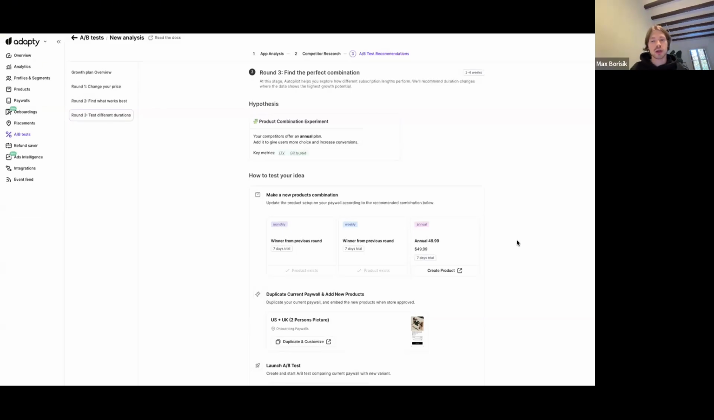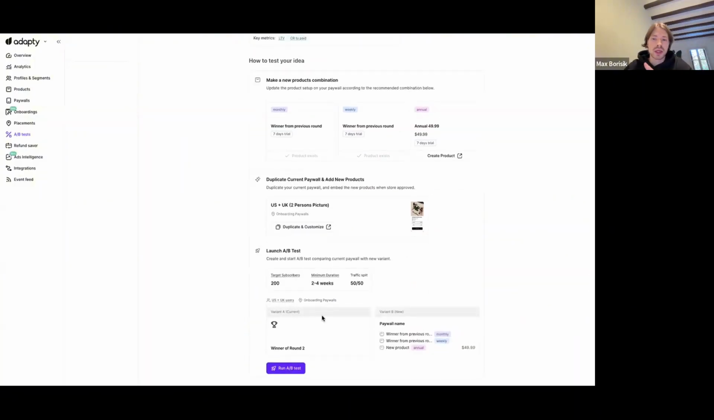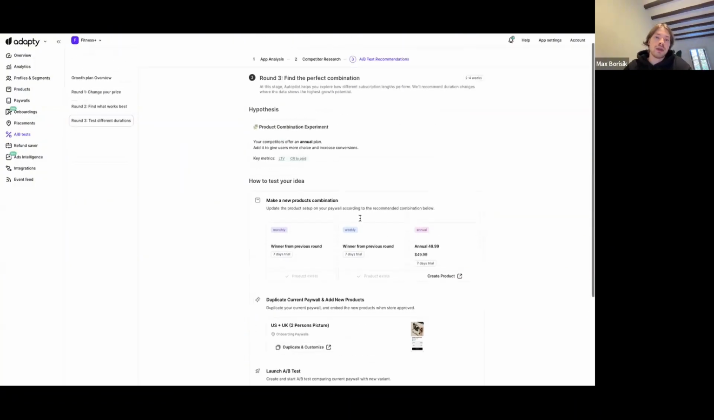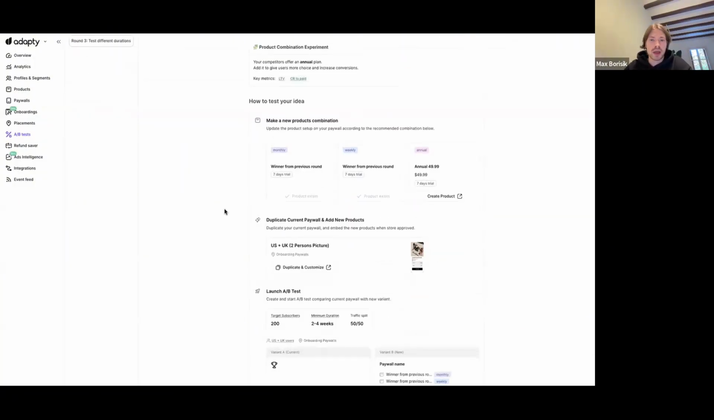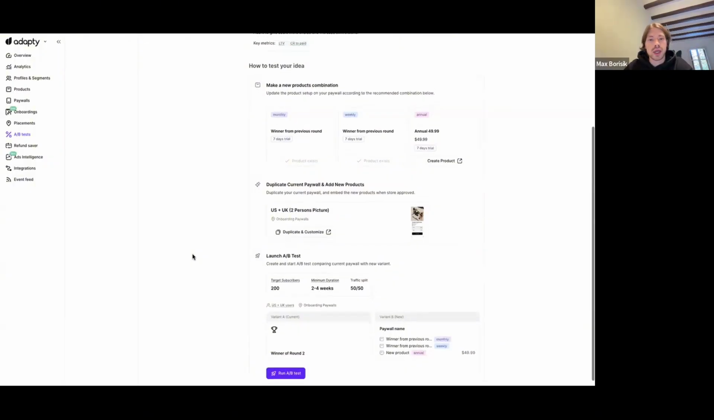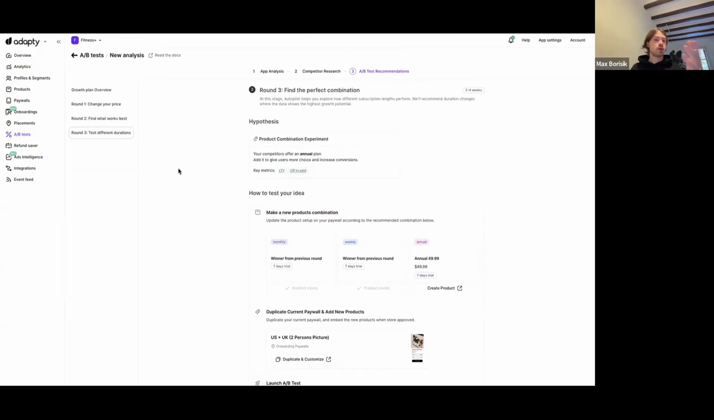Can you get better conversions? Can you get better LTVs, or can't you? And thus you can understand by doing this test. And the idea is pretty much the same, right? So you create a new product, you create a new paywall, and you launch the A/B test. And for now, as you can see, we have only three recommendations here, but more to come, right?